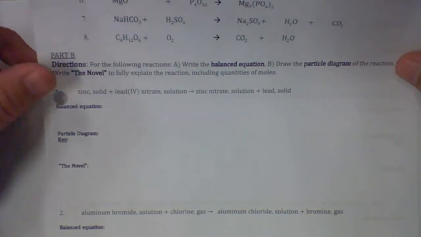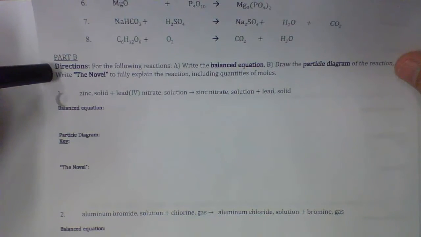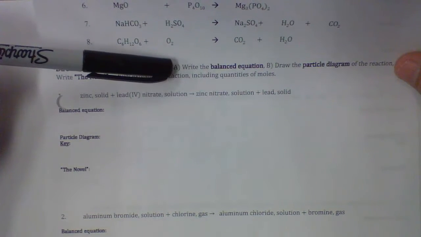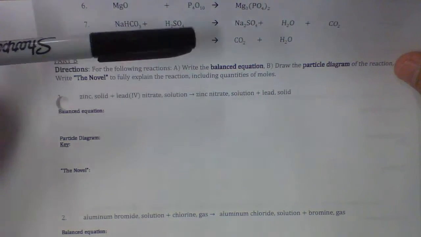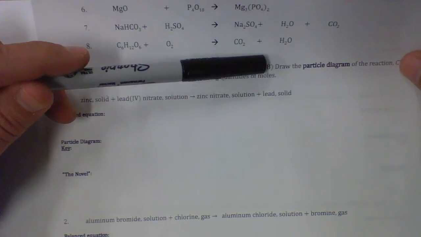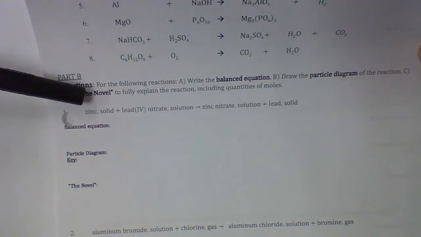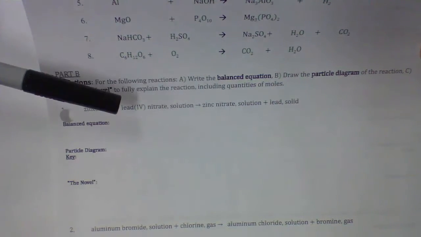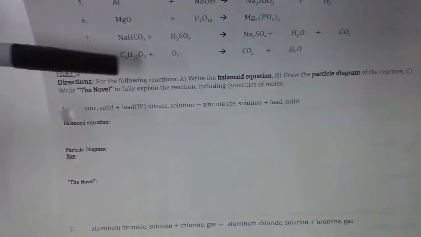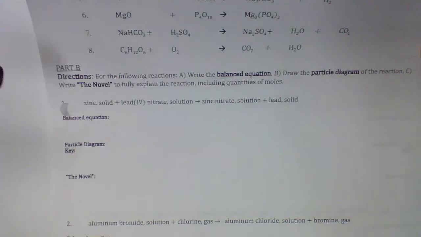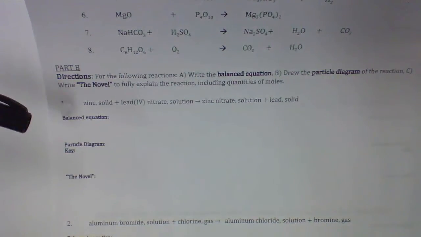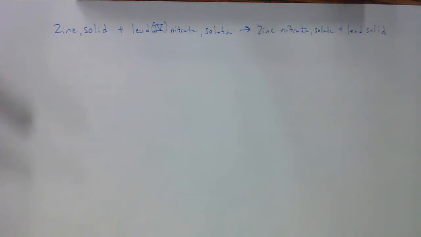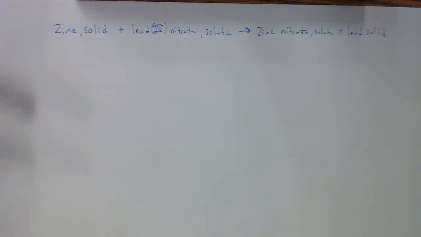All right, chemistry, we're going through part B, and the directions here are to: A, write the balanced chemical equation; B, draw the particle diagram for the reaction; C, write the novel to fully explain the reaction, including quantities of moles. Okay, we're probably not necessarily going to talk about the quantities of moles, but we'll talk about the novel. I've got the first one written out. We're going to walk through what's happening here.